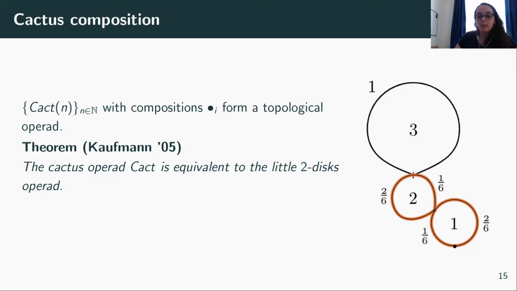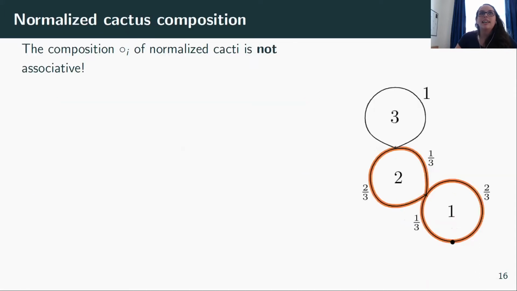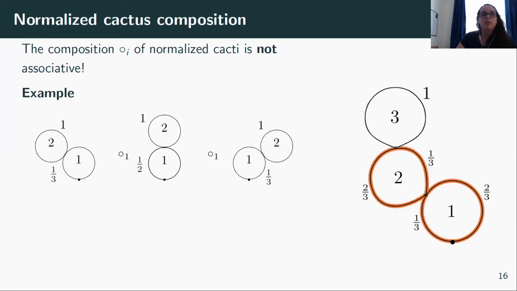Now, you can expect that for normalized cacti, things won't be so simple, otherwise this talk would be really quick. And indeed, for normalized cacti, this composition that we defined is not associative. And if you're bored, this is a very basic example where this already fails, and you can try and work it out. If I would summarize in one word why this composition fails when it's so similar to the previous one, it's because now we're sort of not respecting the proportions of the lobes inside the cacti.